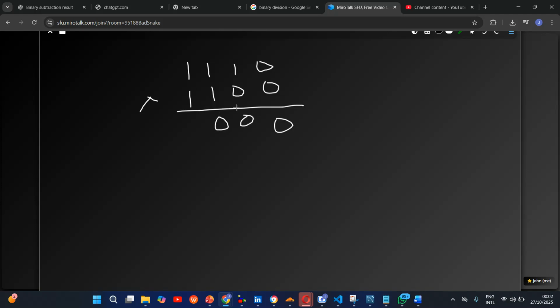So let's try to do 1, 1, 1 times 1, 1, 0. Let's add the 0 here, and let's add 0 here. Now this times this is 0. This times this is 0. 0 times 1 is 0. 0 times 1 again is also 0.